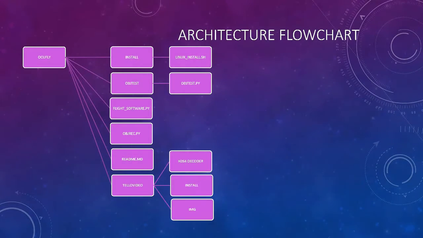Okay, here we have our architecture flow chart. We have the OCUFLY folder, which contains multiple files and folders. In the install folder, we have the install file for Linux that allows us to work with this whole thing. In the object test folder, we have the object_test.py file, which contains an example of how the object recognition works. Next, we have the flight software file, which is used for the control of the drone.